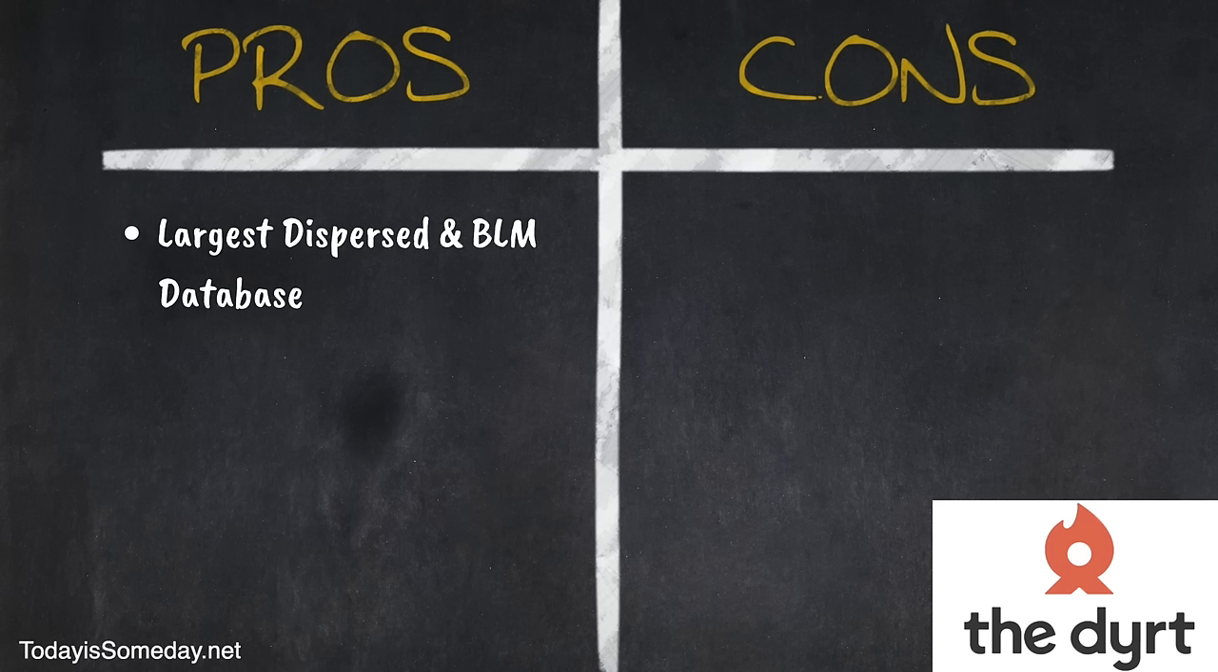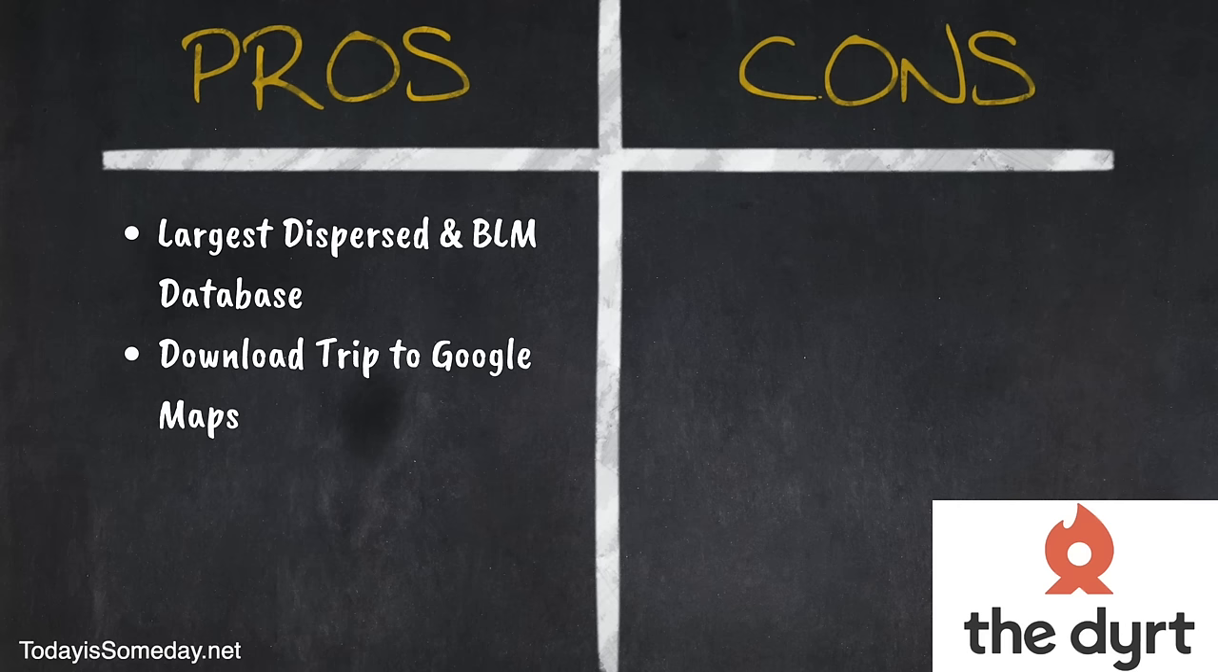All right, let's talk about pros and cons of the Dyrt. Their biggest pro is they are hands down the best place to find dispersed camping and BLM land. They have great descriptions. If you're looking for it, you're going to find it in the Dyrt. Another pro for them is that you can download your trip planner directly to Google Maps. So it's really simple to do.